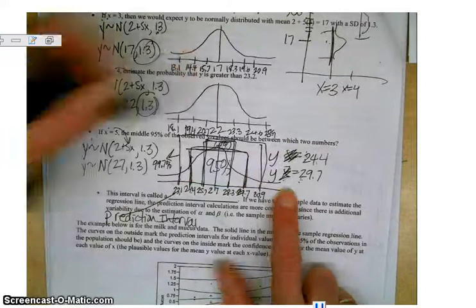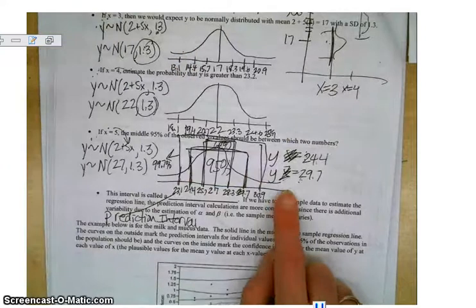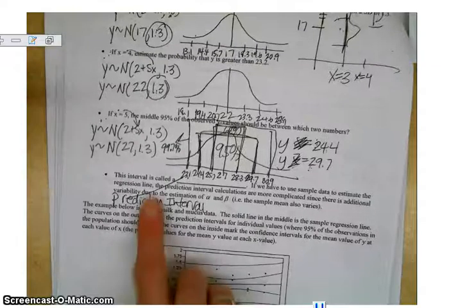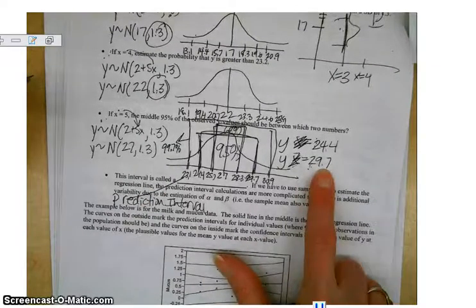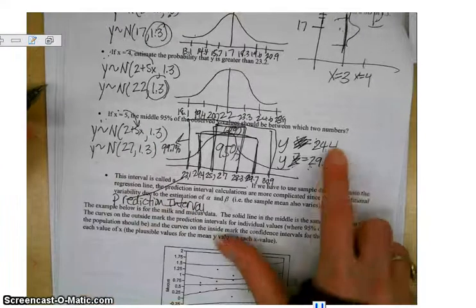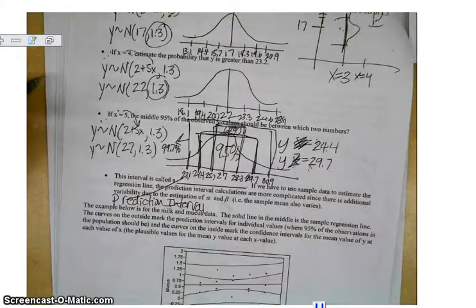Sorry. Those should be y values, not x values. The range of the y values, because this was the y. Okay, so this is a prediction interval. When x is 5, I expect the y values that I get from that to be between 24.4 and 29.7.